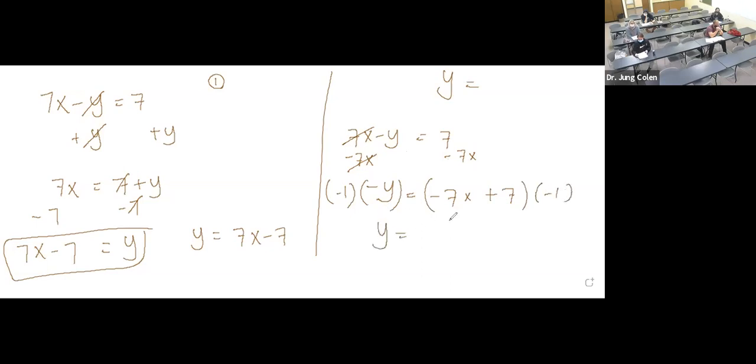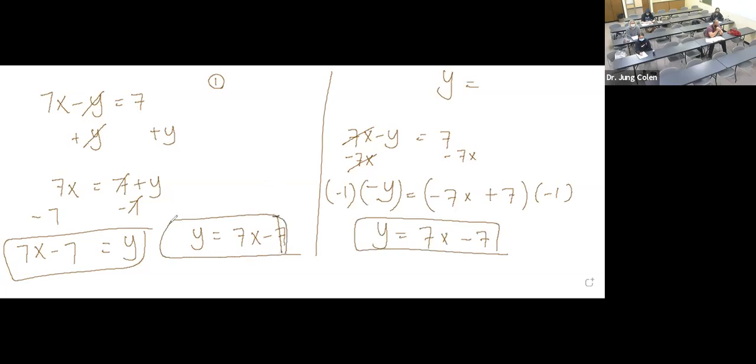So we have y is equal to negative 7x times negative 1, positive 7x, positive 7 times negative 1, negative 7. You can do that, right? So either way, it works. Okay? So just choose your preference.